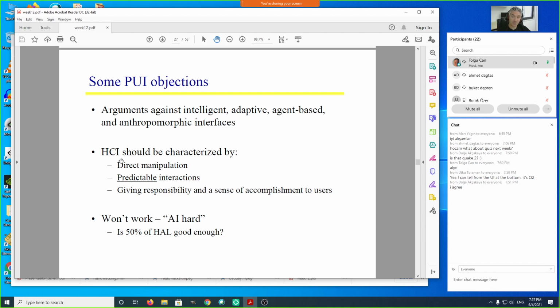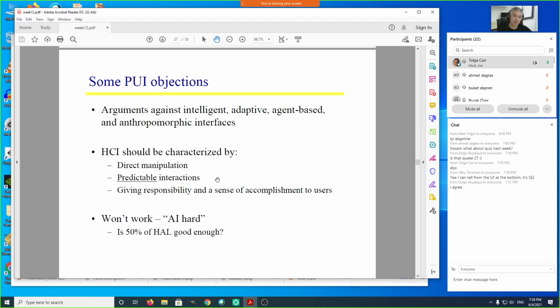Here, these objections say that human-computer interaction will be efficient if it is characterized by direct manipulation. It should be the human who initiates the interaction, who is in control of the interaction. So these are objections raised against these intelligent or perceptual interfaces. Since an intelligent and perceptual interface makes some probabilistic decisions, it will be non-deterministic, which means that sometimes you will not be able to predict how the computer is going to respond in that situation. So it may not be very predictable.